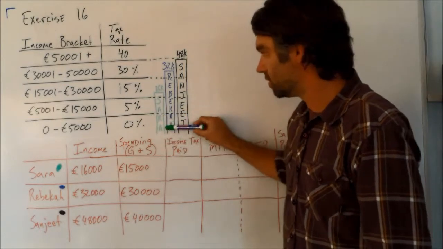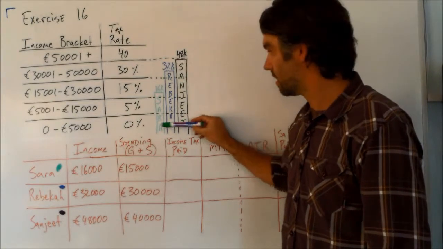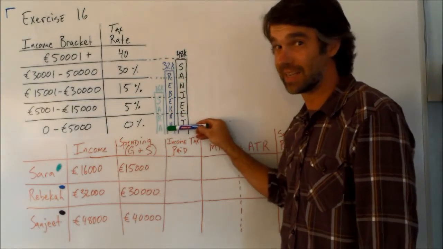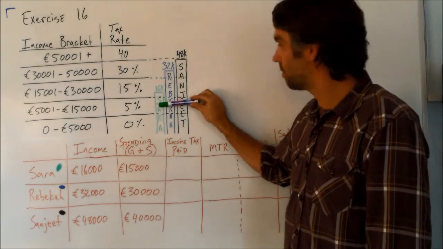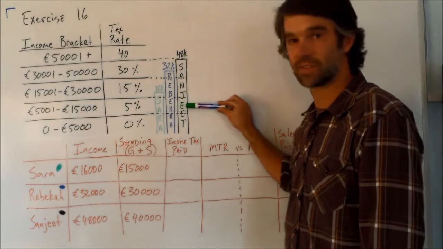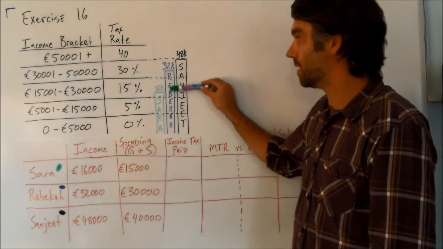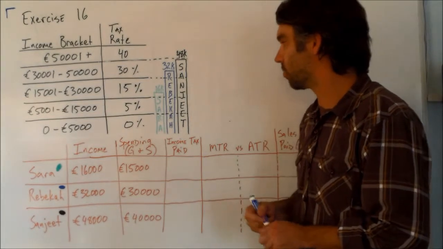Okay? That's no different for Rebecca and for Sanjeet. The first 5,000 they make goes into the same exact bracket and it doesn't get taxed. The next 10,000 they make, for all 3 of them, gets taxed at the same rate. The differences only occur when they move beyond the previous one. All right? So let's figure these out real quickly.